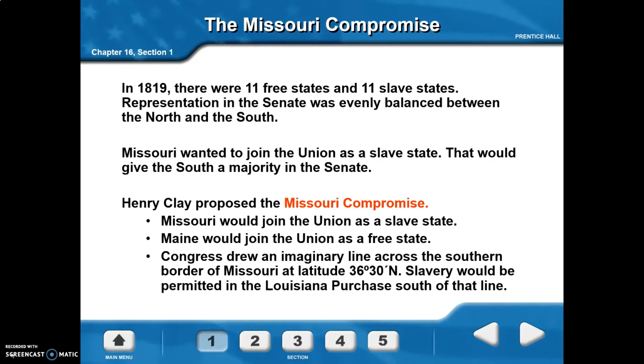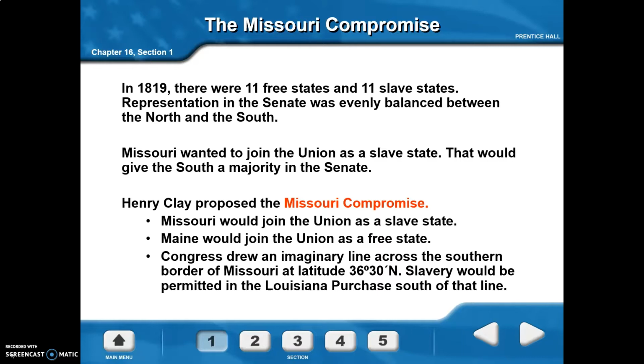So in 1820, Henry Clay, who we've talked about before, proposes this Missouri Compromise. And in this compromise, it said that Missouri would join the Union as a slave state, but to help keep that balance, to make sure everyone is happy, Maine would join the Union as well because they were filing pretty much a petition to be a part of the U.S. too at that time. So they would join the Union as a free state. So we would still have that equal balance.